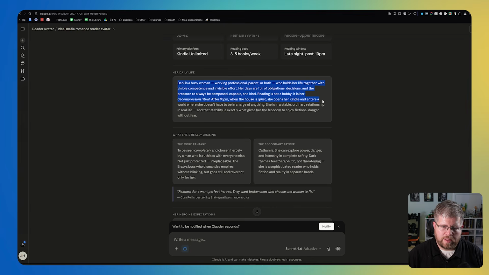After 10 p.m., when the house is quiet, she opens her Kindle and enters a world where she doesn't have to be in charge of anything. She is in a stable, ordinary relationship in real life, and that stability is exactly what gives her the freedom to enjoy fictional danger without fear.